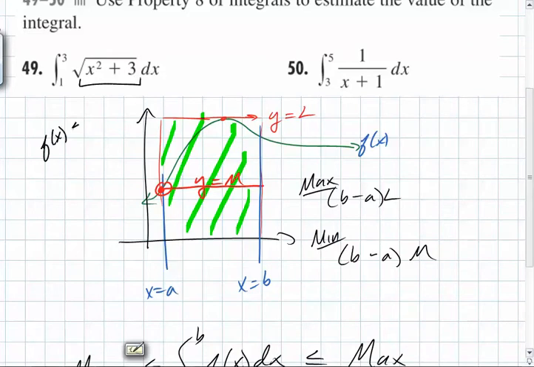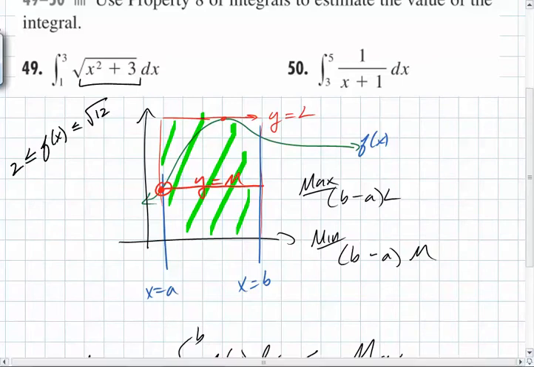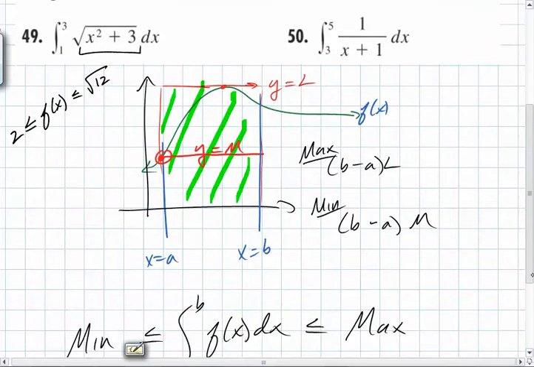Know that this function right here, f of x, from 1 to 3, you know that f of x is bounded between root 12 and what? 2. You're going from 1 to 3, so the base of your rectangles is 2, and your height for the lower one is going to be 2, and the height for the upper one is going to be root 12. So what is your integral going to be bounded by?